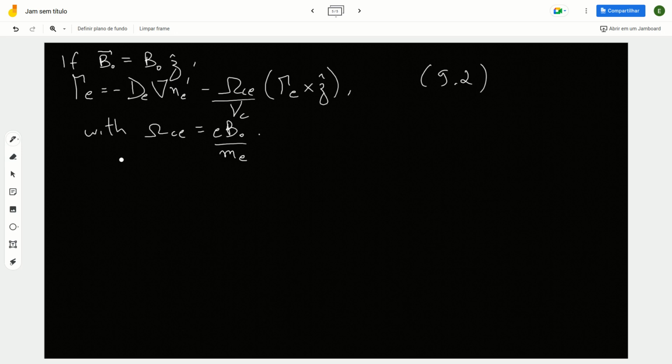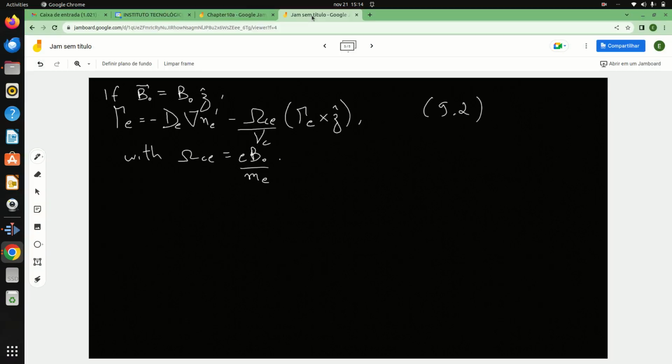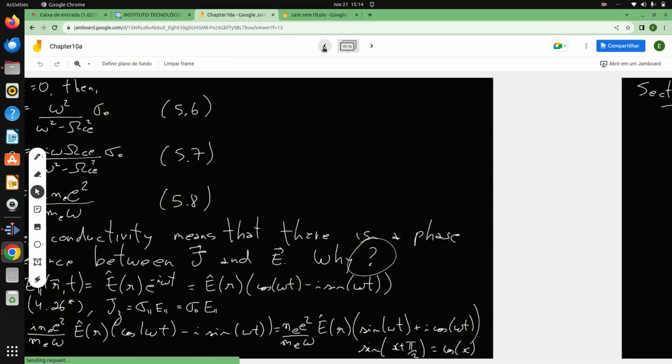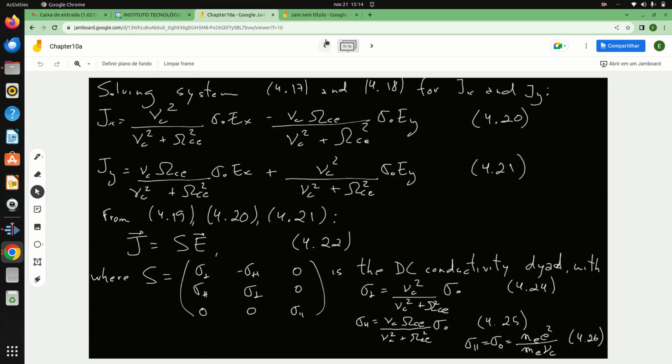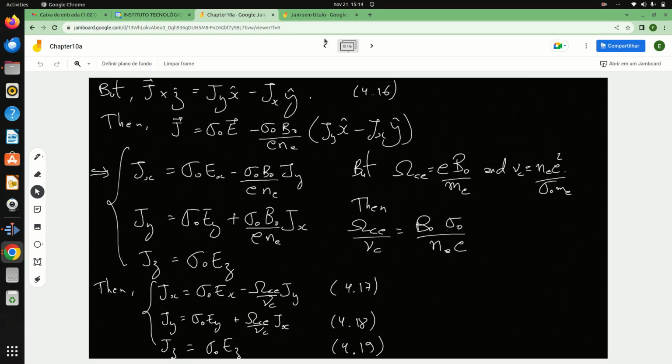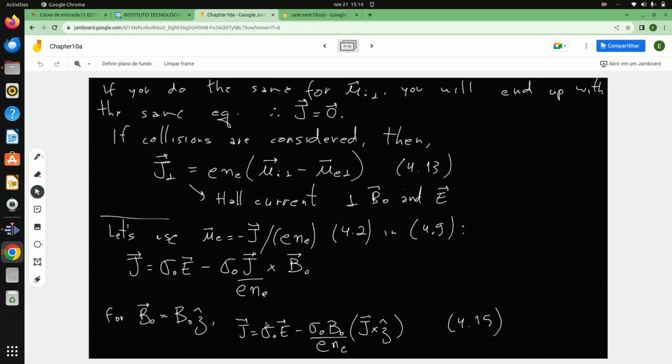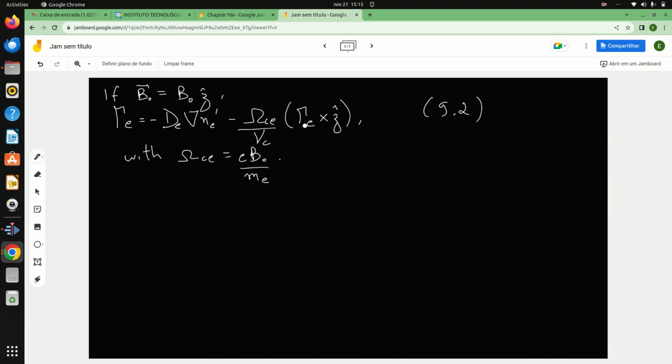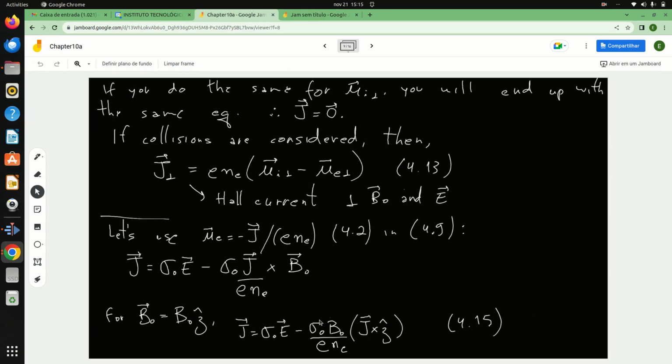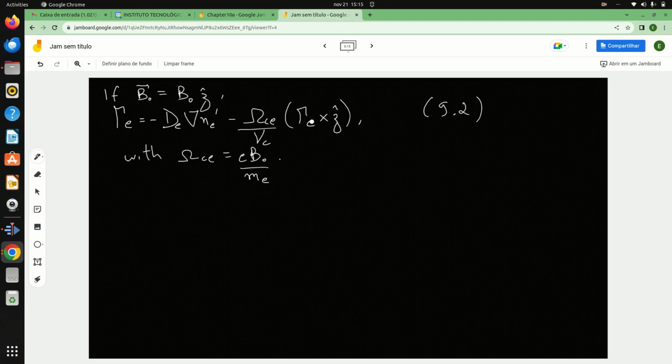Now, if you compare 9.2 with 4.15, I think 4.15 is in another file. Where is 4.15? Let me check from the previous video. Yeah, here we have J is equal to sigma E minus this times J cross Z. This is very similar to this one, okay, if you compare it carefully. All right, so especially this part.